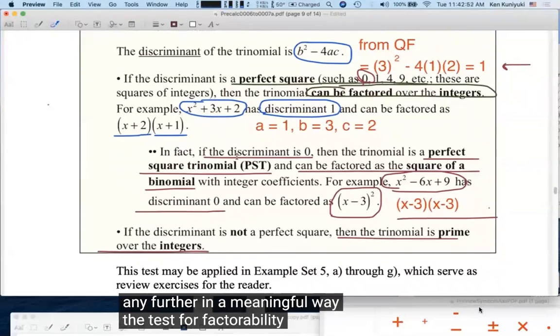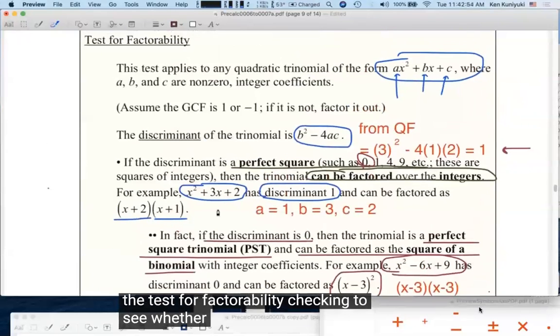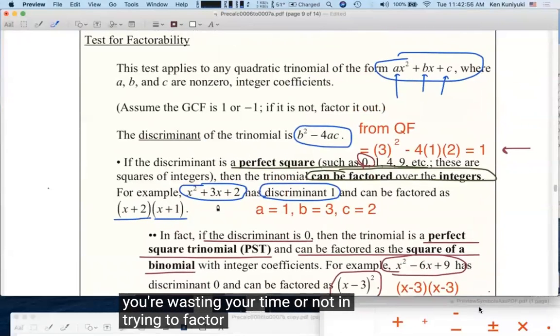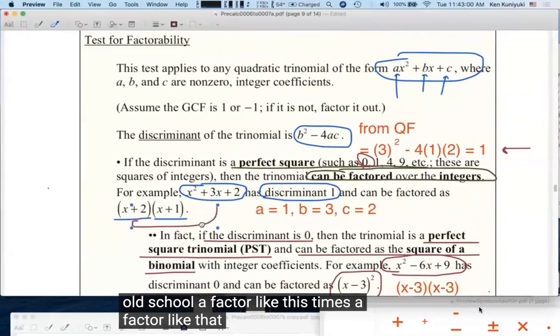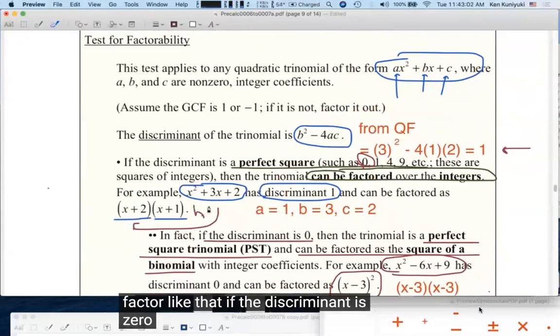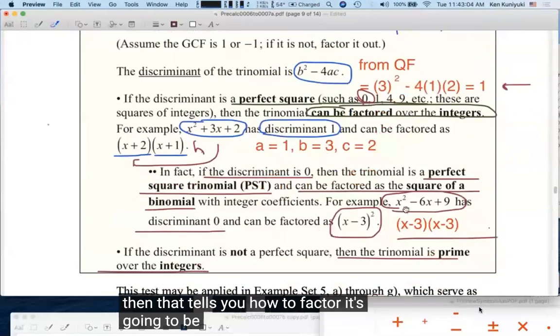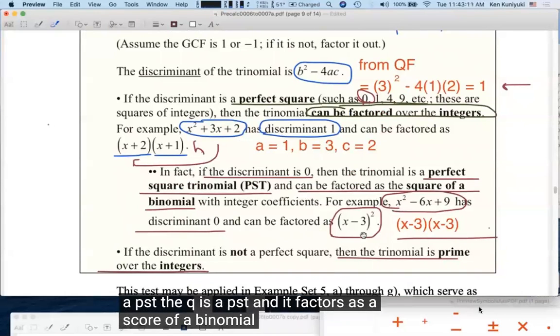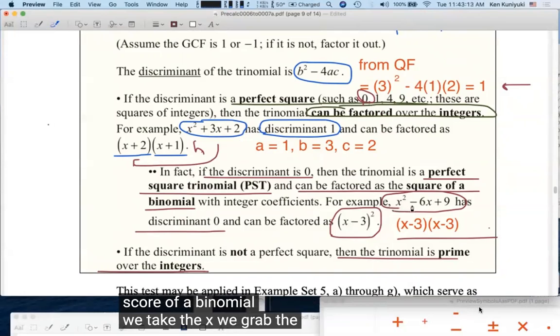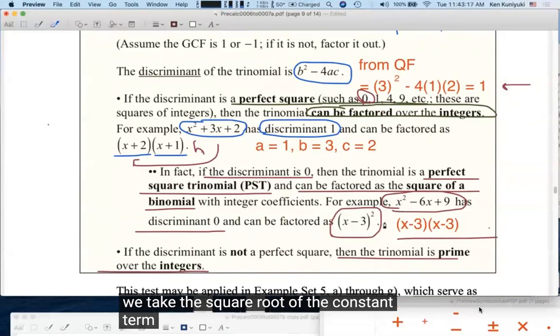The test for factorability, checking to see whether you're wasting your time or not in trying to factor a QT old school, a factor like this times a factor like that. If the discriminant is 0, then that tells you how to factor. It's going to be a PST, the QT is a PST, and it factors as a square of a binomial. We take the x, we grab the middle sign, the minus, we take the square root of the constant term. The square root of 9 is 3, and that's squared.